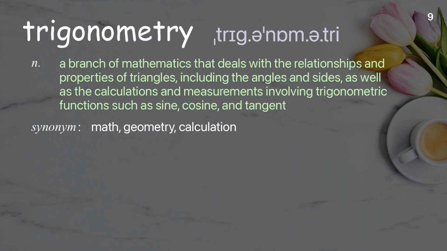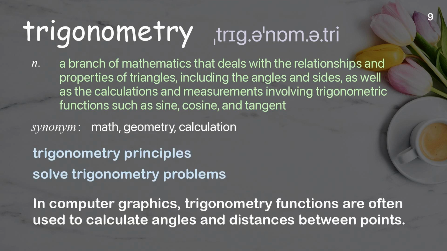Trigonometry. A branch of mathematics that deals with the relationships and properties of triangles, including the angles and sides, as well as the calculations and measurements involving trigonometric functions such as sine, cosine, and tangent. Examples: Trigonometry principles. Solve trigonometry problems. In computer graphics, trigonometry functions are often used to calculate angles and distances between points.